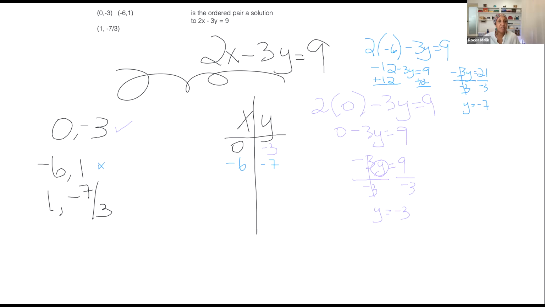I'll do the same thing, my table of values for 1 to see if I end up with -7/3. I plug in x is 1, and I have 2 times x, which I said was 1, minus 3y equals 9. So I plug in, I have 2 times 1 minus 3y is 9.